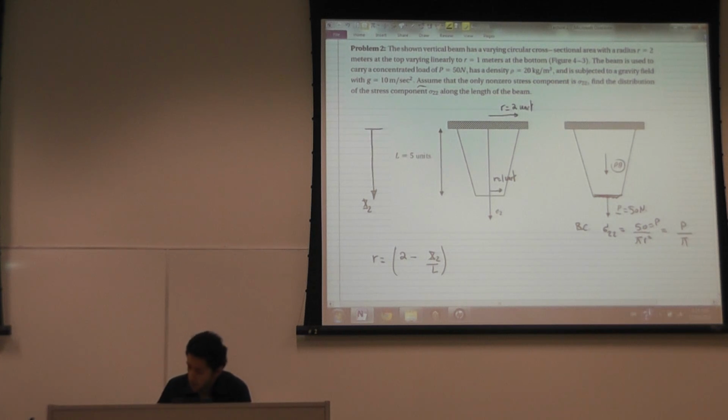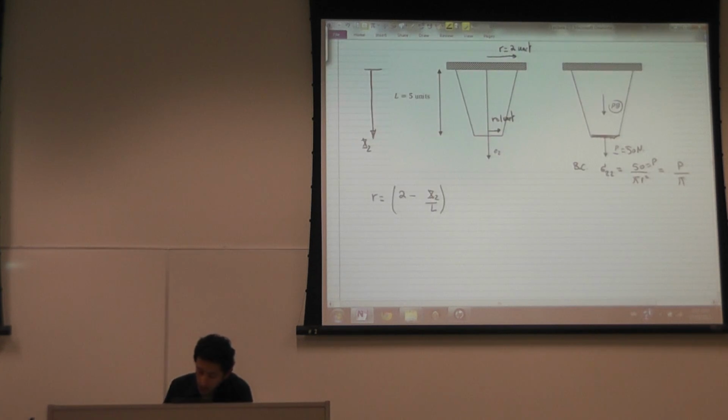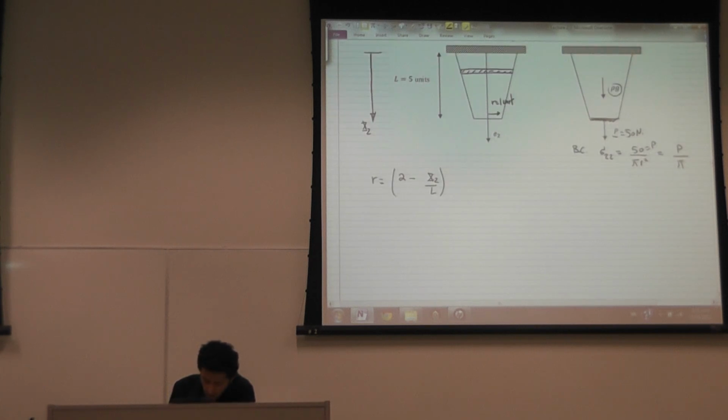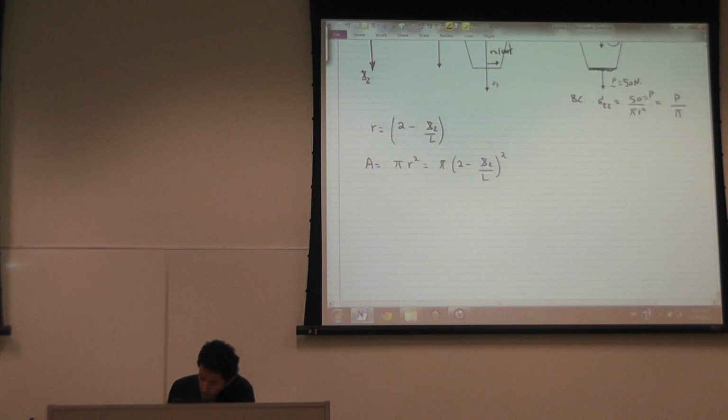So for me to solve this, I'm going to rewrite the differential equation from the beginning. I'm going to extract a sliver of the material. The area in general is equal to pi r squared, which is pi times (2 minus x2 over L) squared. And I'm also going to assume small deformations.